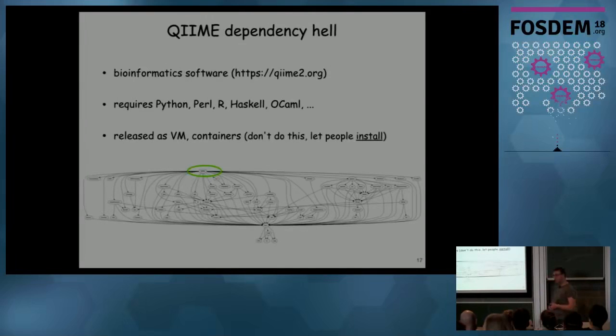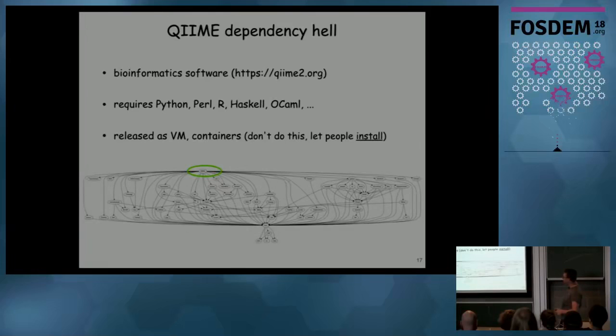QIIME is an example, again, from bioinformatics. These people are good. So this is an example. This is the dependency graph. So this is QIIME. This is what you want. Everything else is underneath. This is the compiler and some stuff in there. And everything else is like a whole bunch of crap that you need.